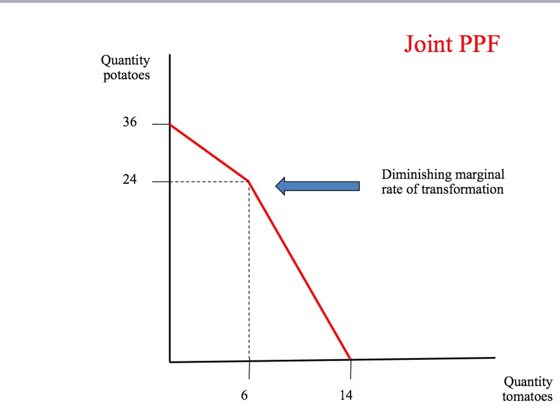Because the number of potatoes that Tom and Becky have to give up to get an extra kilogram of tomatoes increases as they produce more and more tomatoes, we call that a diminishing marginal rate of transformation. And it's represented by this outwardly kinked, or what's sometimes called bowed outwards, production possibilities frontier. So Tom and Becky's joint PPF is bowed out.